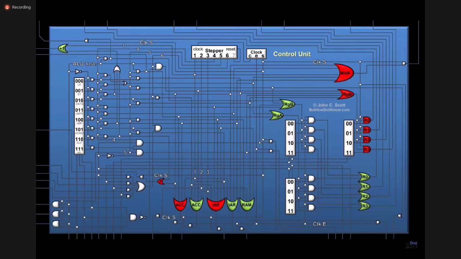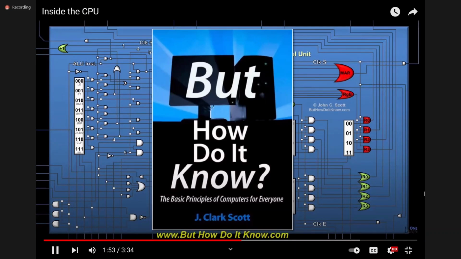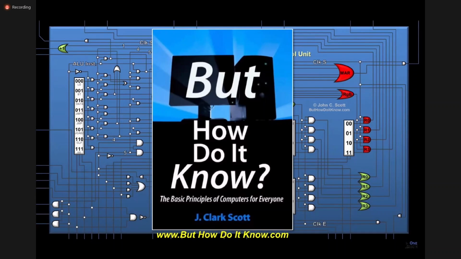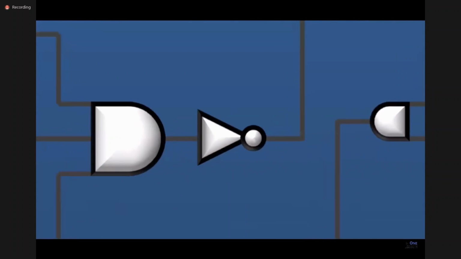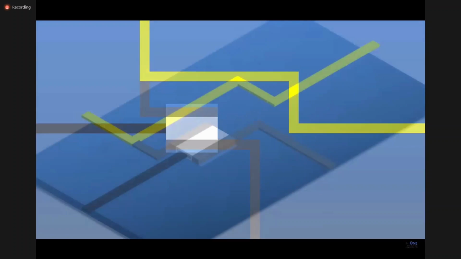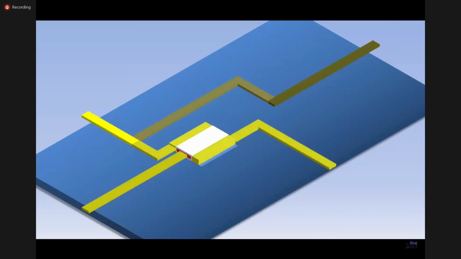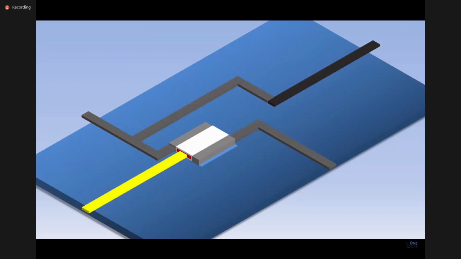By the way, the Scott CPU comes from the book How Do It Know by John Scott, which is available at his website, buthowdoitknow.com. It includes a great explanation of how computers work for beginners, and John was kind enough to allow his CPU design to be used in this video. The other basic component you'll see in any CPU, including the Scott CPU, is the NOT gate. The NOT gate uses a transistor to divert the electricity already flowing to the output of the gate to a ground wire, effectively short-circuiting the output wire, turning the output of the gate off if the input wire is on.